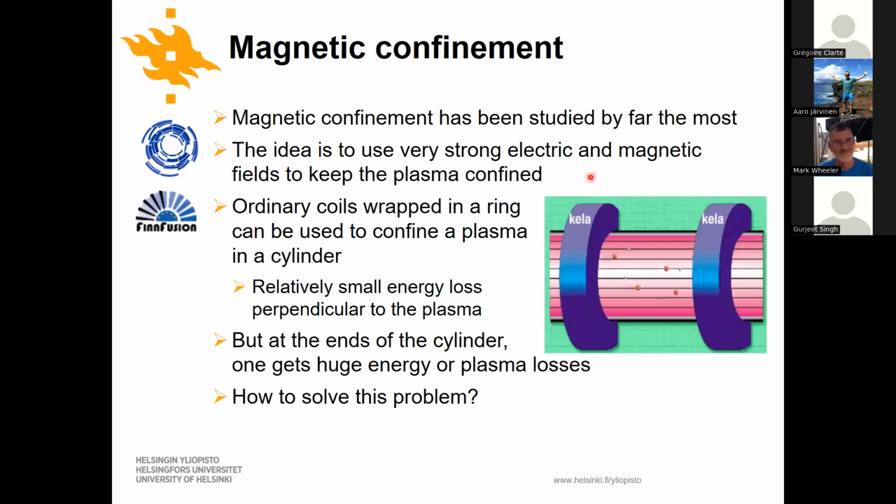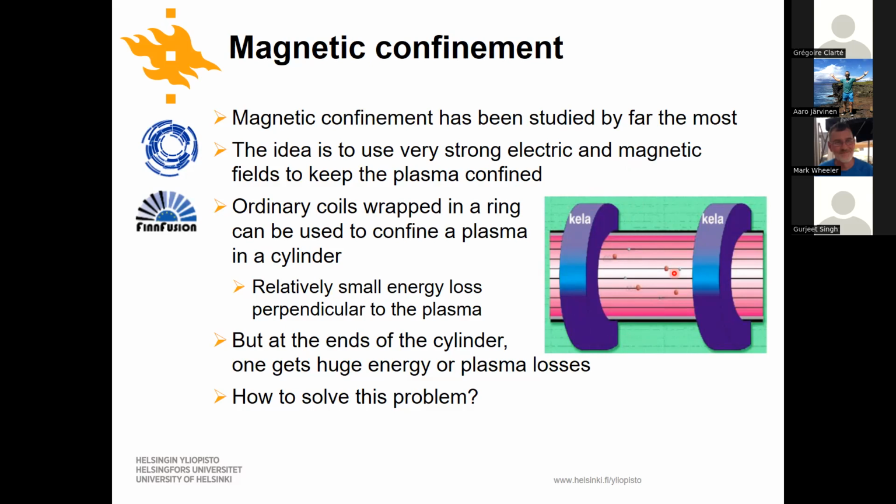And this tokamak concept starts with what's known as magnetic confinement. That is a strong electric and magnetic field which can keep plasma inside a cylinder, by having suitable electromagnetic circuits around it. But making this cylinder is relatively easy. It's called a linear plasma machine. The problem is what happens at the end of the cylinder, and it turns out that there are huge energy losses at the end of the cylinder.